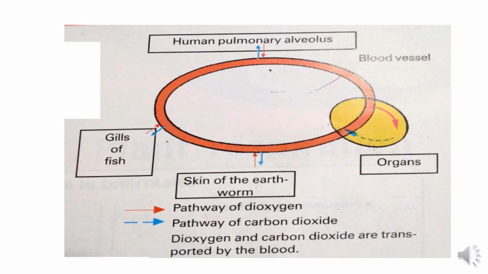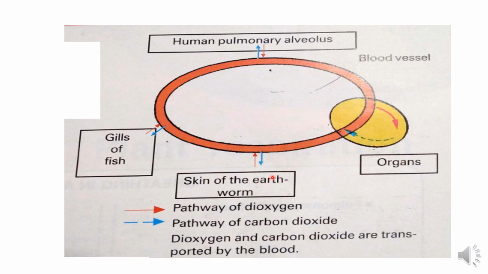This is another picture to be discussed. Human pulmonary alveolus: the oxygen gas diffuses from the pulmonary alveolus into the blood, and carbon dioxide gas diffuses from the blood vessel into the pulmonary alveolus. Also at the level of the gills, the oxygen gas diffuses from the gills into the blood vessel, and carbon dioxide gas diffuses from the blood vessels into the gills of the fish.